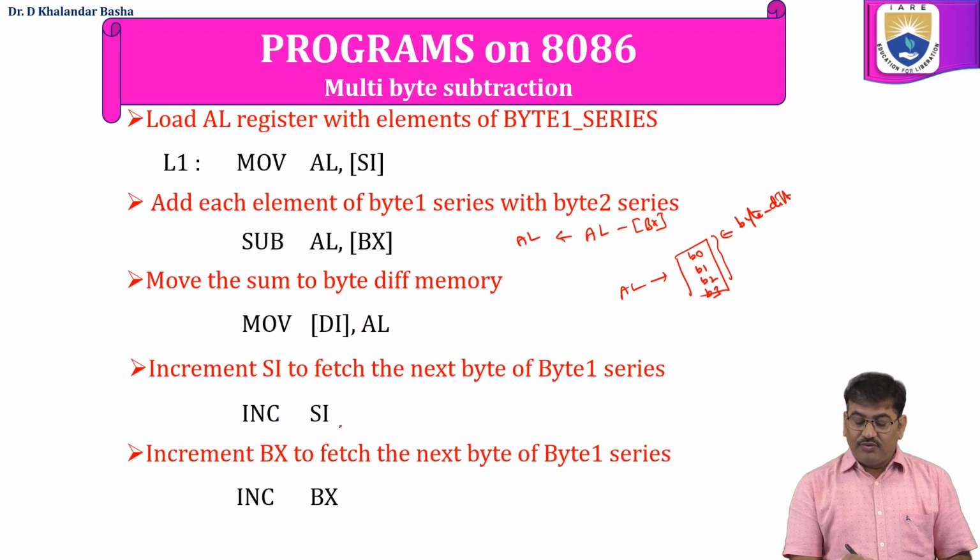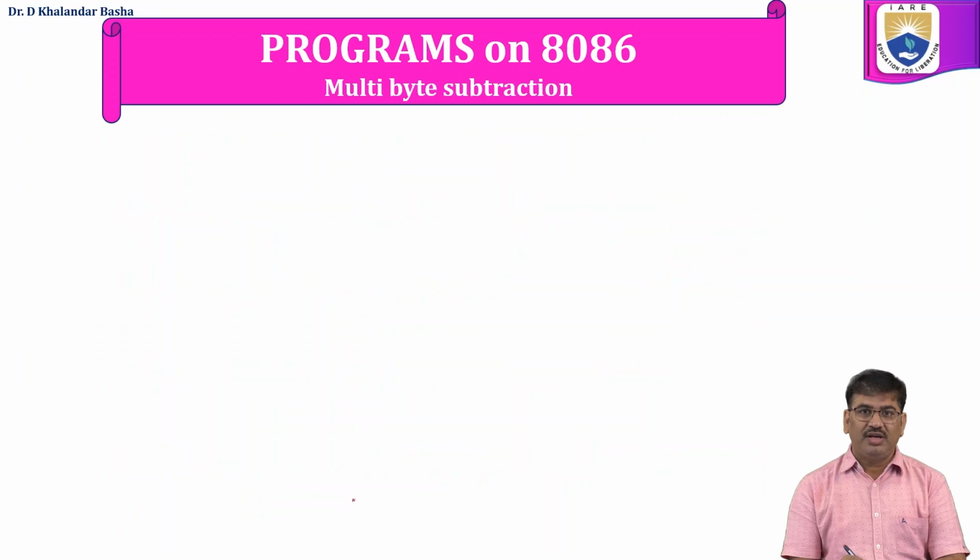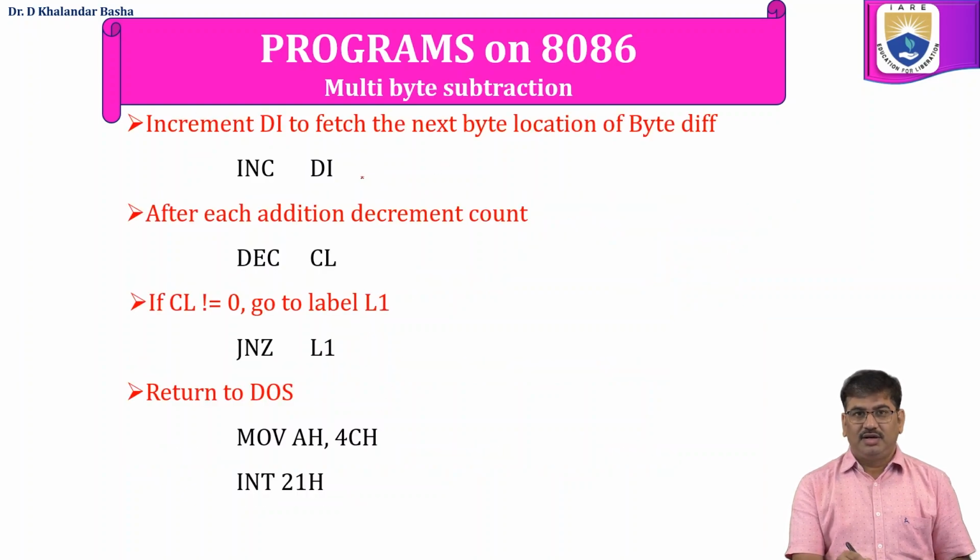Next, to advance to the next memory location, we go for incrementing SI and incrementing BX, this is for data 0, this is for data 1. Similarly, for the byte difference variable, we increment DI. As one iteration is done, we have to decrement the count in the CL register by using the instruction DEC CL. So this loop will be iterated until CL is equal to 0.